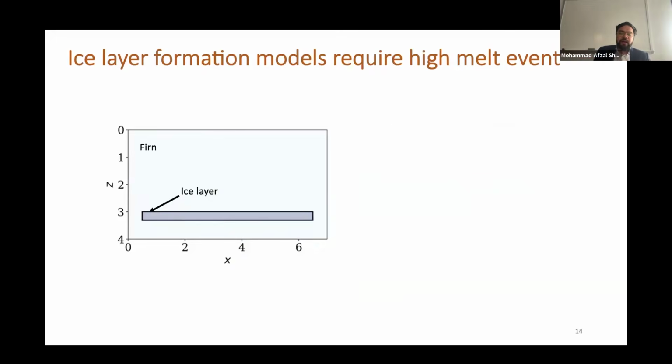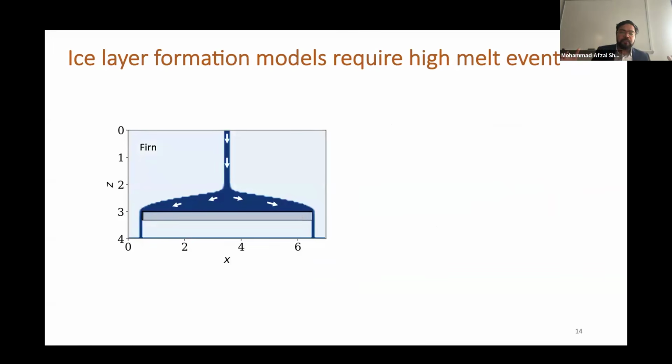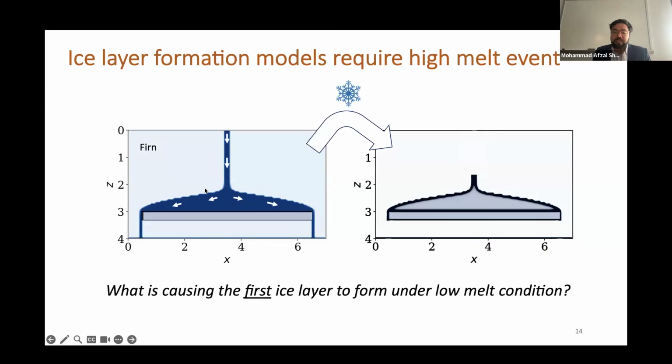In the community, we think that these ice layers form or thicken when there is already a pre-existing ice layer. And during summer, there is melt water that basically collects on top of it, and then that leads to formation of this perched water table, and it freezes during the cold season.